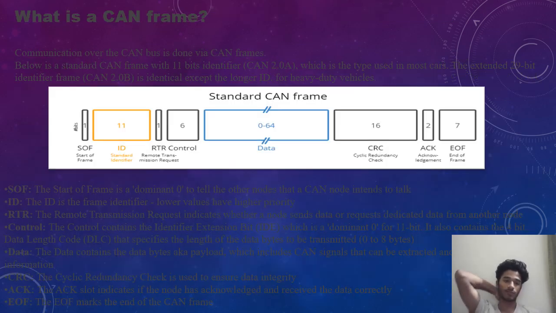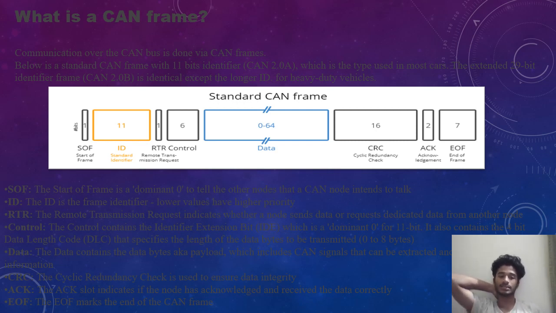So what is a CAN frame? Communication over the CAN bus is done via CAN frames. Below is a standard CAN frame with an 11-bit identifier, which is the type used in most cars. The extended 29-bit identifier frame, CAN 2.0B, is identical, except for the longer ID, used for heavy-duty vehicles. So what is SOF? SOF means start of frame, a dominant zero to tell the other nodes that a CAN node intends to talk.